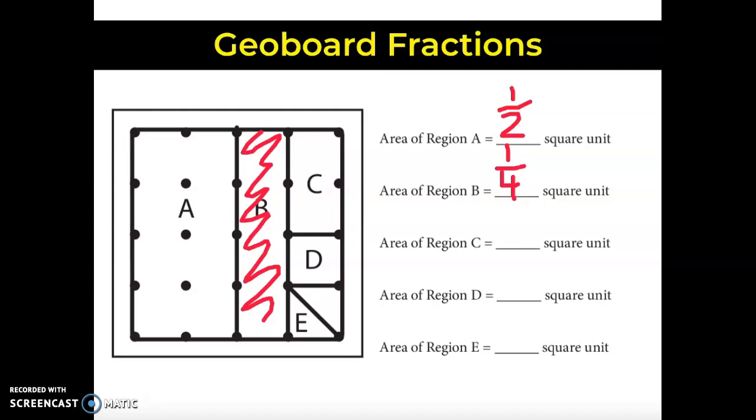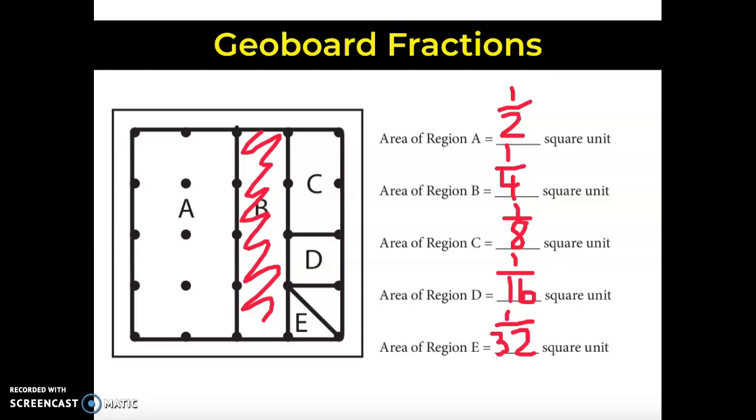C is half of that B, and it would take 8 of the C's, 4 on the top and 4 on the bottom, to cover this whole square unit. So this would be 1/8 of a square unit. D, it would take 16 to cover this whole thing because we've got 16 squares on the whole thing. So it is covering 1/16 of a square unit. And area E, if we cut that in half again, it would take 32 to cover the whole thing. 1/32 of a square unit.